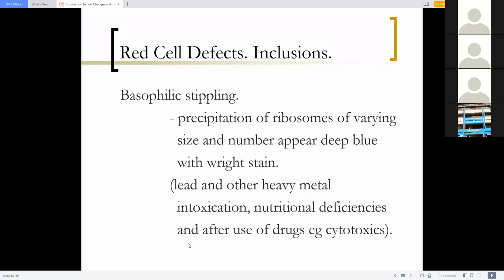We see basophilic stippling. You may see them in several other nutritional deficiencies, vitamin E deficiency. And then, of course, we said also drug injury, especially cytotoxic drugs that are used in cancer therapy, which may produce precipitation of ribosomal materials, protein materials that will occur as basophilic stippling. All right.